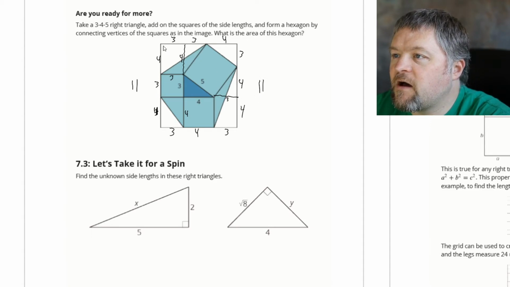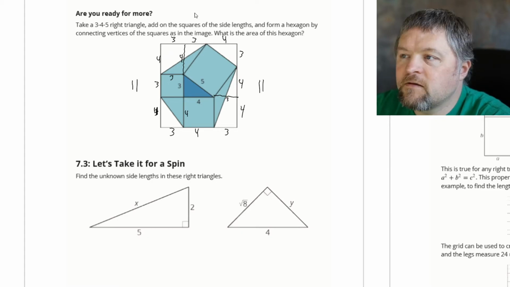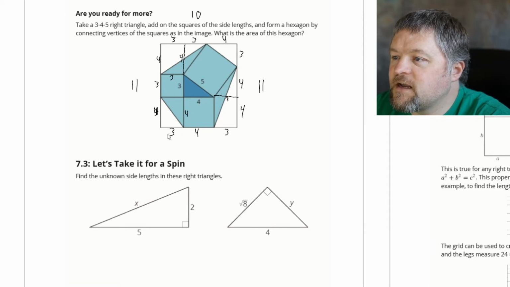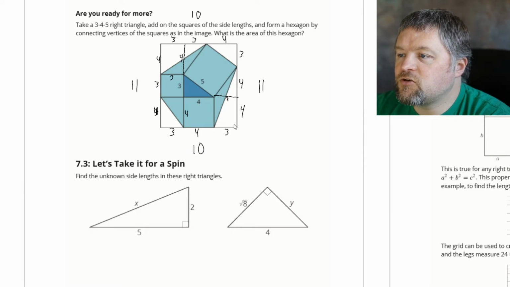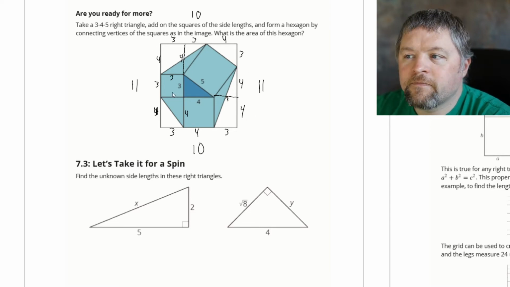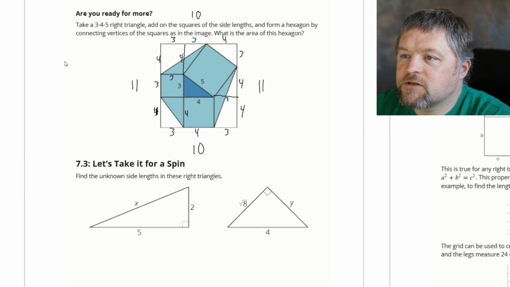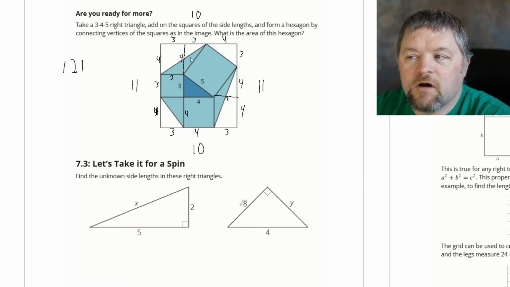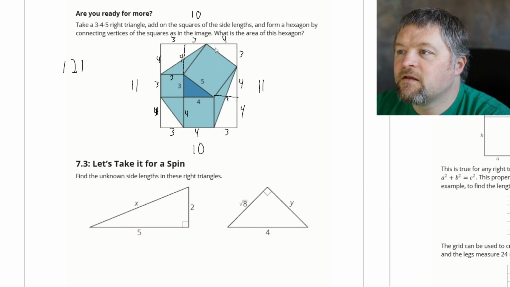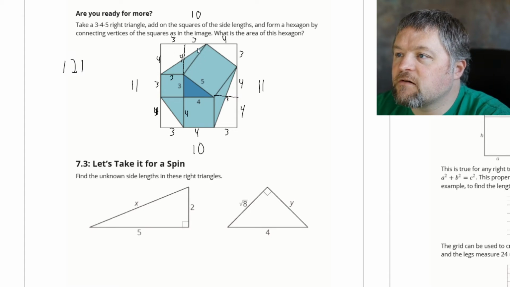Now let's check top and bottom. 3 plus 3 is 6, plus 4 is 10. The length of the top is 10 units. The length of the bottom, 3 and 3 is 6, and 4 is 10. So this total white area, including our hexagon, is 10 times 11, which is 121 units. Now we just need to subtract the area of each of these triangles.